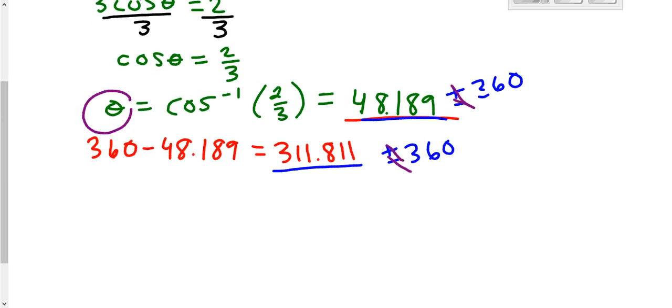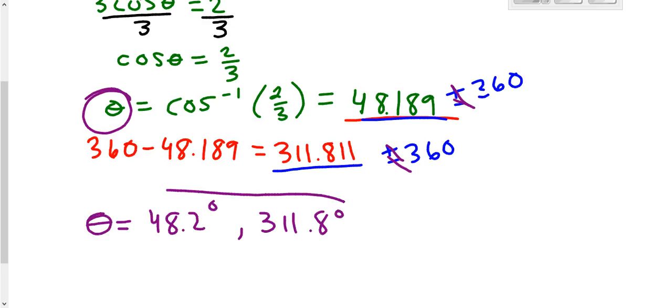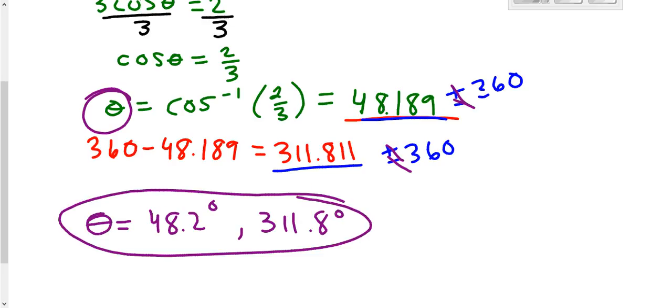So since this is theta, there's no dividing by anything, so our 2 answers are just theta equals 48.2 degrees, rounding to our first decimal point, and 311.8 degrees, rounding to our first decimal point, and those are the only 2 answers to this equation.